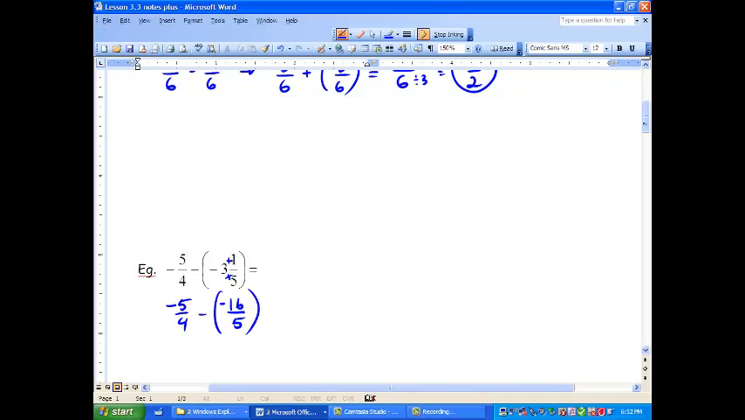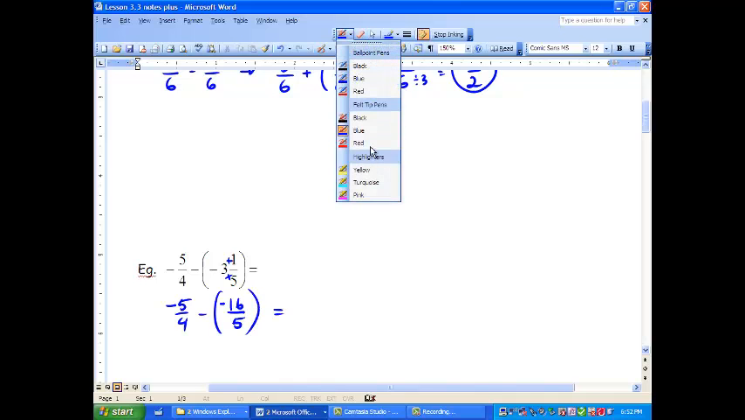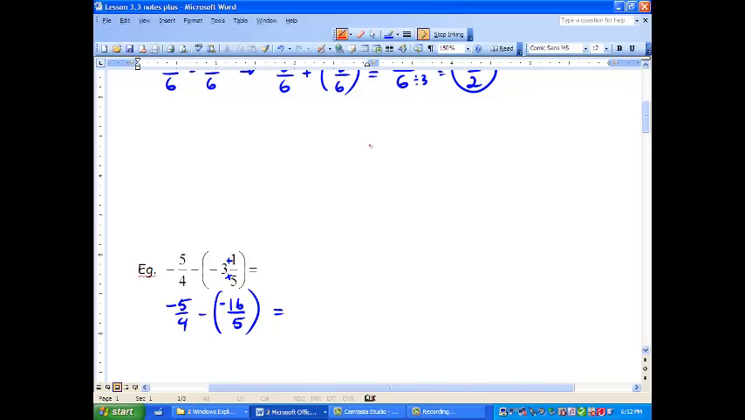Now, we're going to get a common denominator. And our common denominator, the easiest way, if you ever can't do it, is we multiply the denominators by each other. So our common denominator is going to be 20. So we'll go 4 times 5, and whatever we do to the bottom, we have to do to the top, and 5 times 4. And once again, we have to do the same thing to the top. And we get -25/20 minus -64/20.